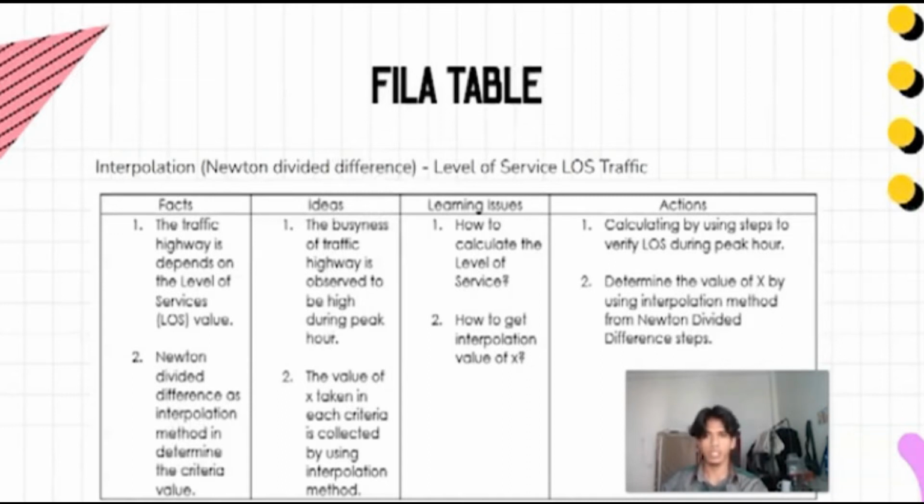So the idea is the busyness of the traffic on the highway is observed to be high during peak hour. And for learning issues, how to calculate the level of service. And lastly, the action taken is calculating by using steps to verify LOS during peak hour.